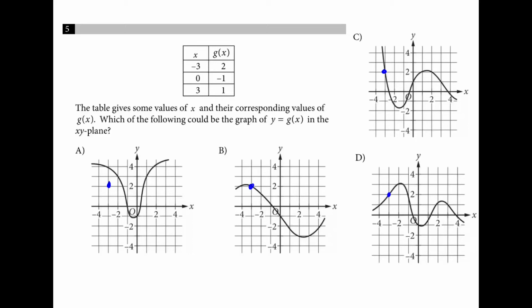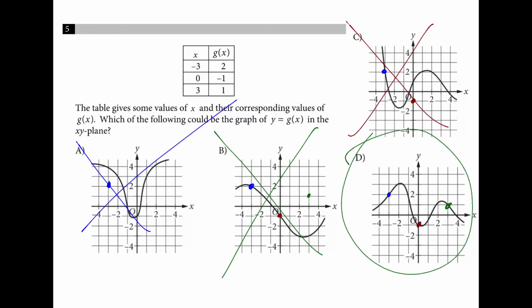If we go to plot each of these points on the graph, we can rule out A. 0, -1 helps us rule out C. And then 3, 1 is not on D. So D is the only one that contains all of those points.